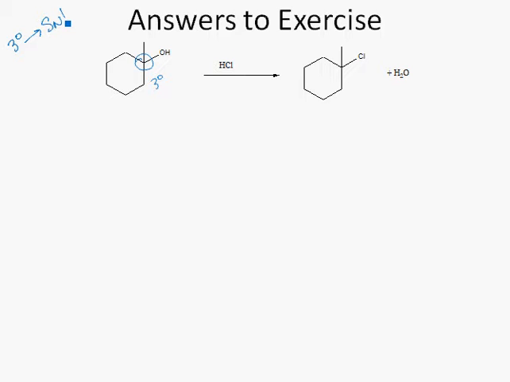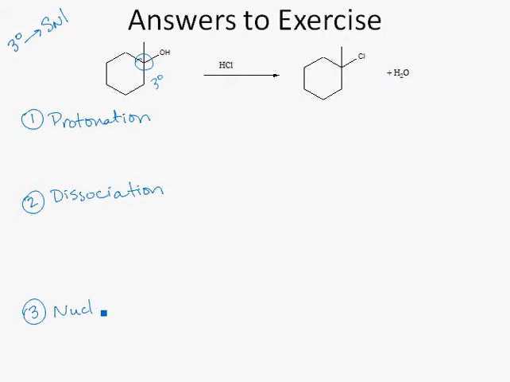So this mechanism is going to be an SN1, which gives us 3 distinct steps. The first one is identical to the first step in SN2, that's protonation. Our next step is loss of water, so sometimes that's called dissociation. And our third step is the nucleophilic attack step.